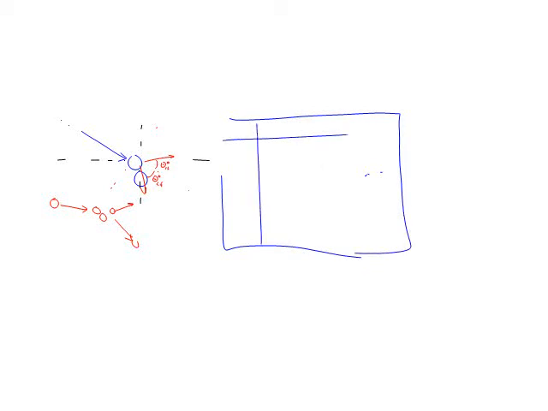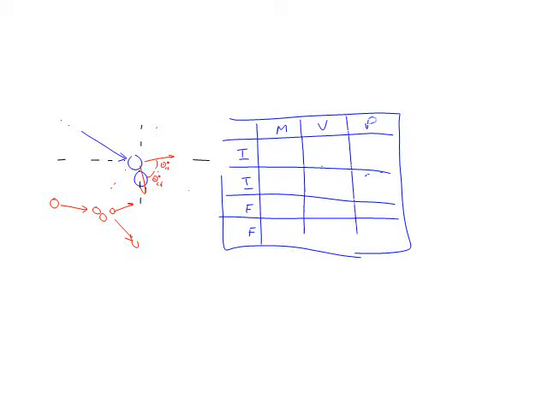Here's our grid. Initial, final. And at the top, MVP, right, for momentum, not most valuable player.